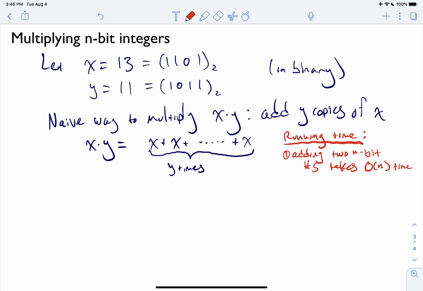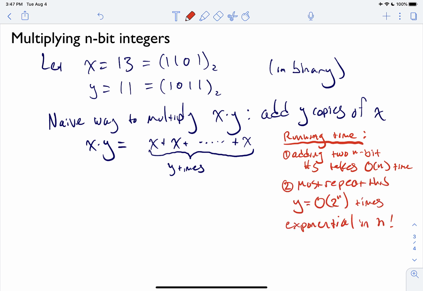Let's think about the running time of this naive algorithm. The first thing you have to do is add x to itself once, and that takes O of n time. But of course, we're going to repeat that operation y many times. And how big is y? Well, y can be as large as 2 to the n. The total is then going to be roughly n times 2 to the n, which of course is exponential in n and not particularly desirable.